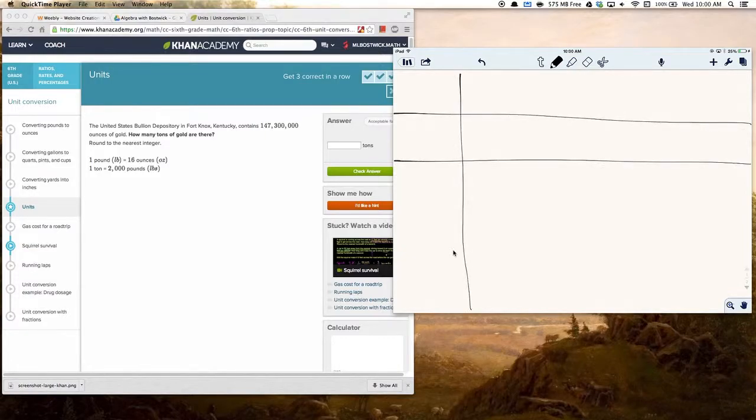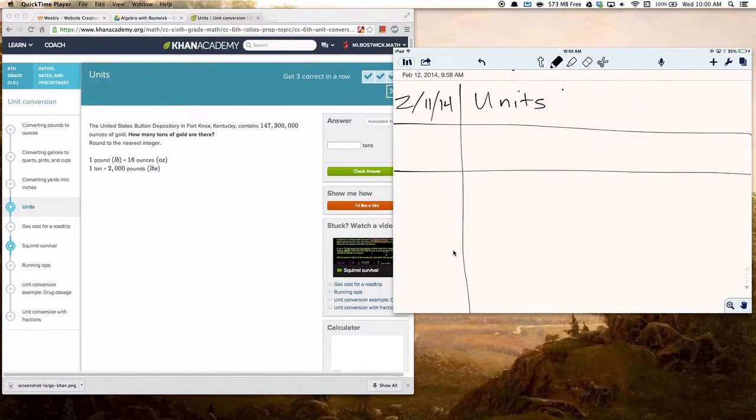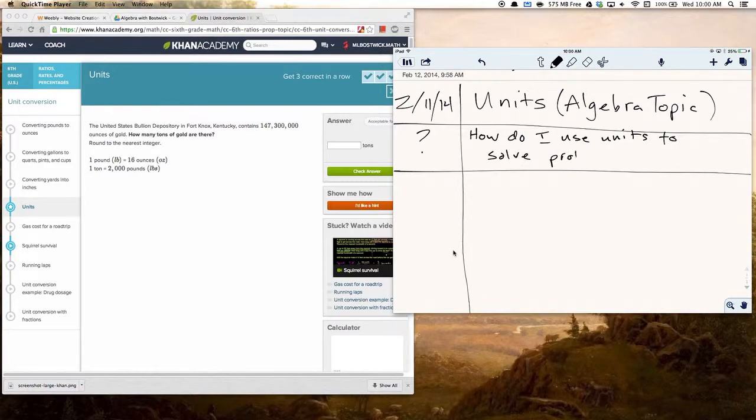I'm going to put the date here. For me, it's 2/11/14. This is units. That's the Khan Academy title that we're using, and it is an algebra topic. I'm going to put a big question mark here, and the big question for this one is how do I use units to solve problems?